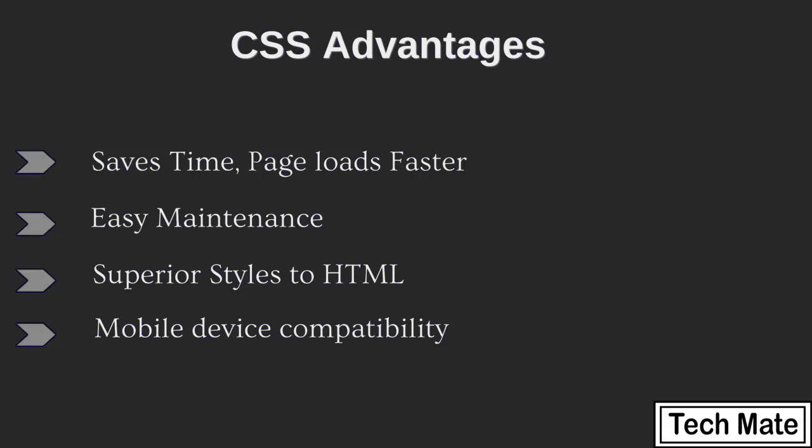Multiple device compatibility. That means if you create a web page with CSS, that particular web page will be compatible with different operating systems as well as different kinds of devices, maybe laptop, desktop, mobile devices. It will be applicable to all. So these are the advantages of working with CSS. Now, using all these benefits, from the next video onwards we will start implementing the concept of CSS practically.